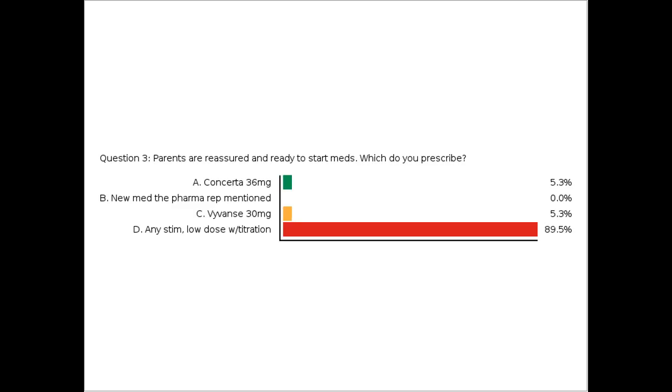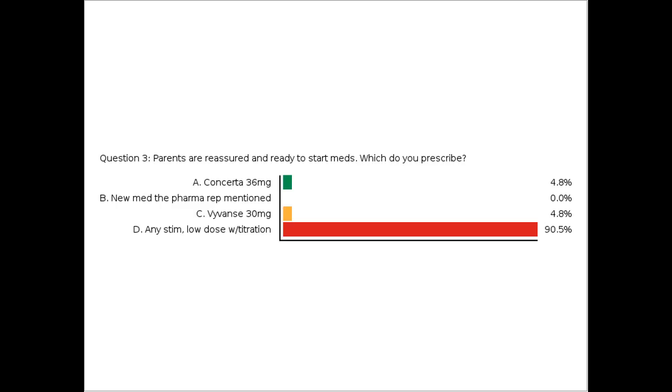All right. So we had a couple of folks go with sort of medium doses of methylphenidate in the Concerta and 30 milligrams of Vyvanse, and nobody went with the drug rep. And 90% of you said any stimulant at low dose. So the guidelines say FDA-approved medicine in this age group, and the recommendation is to go low and titrate to maximum effectiveness.